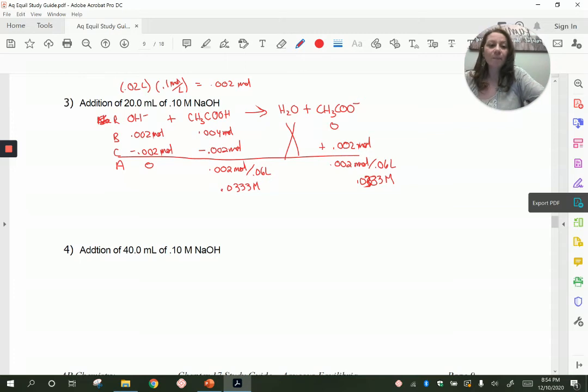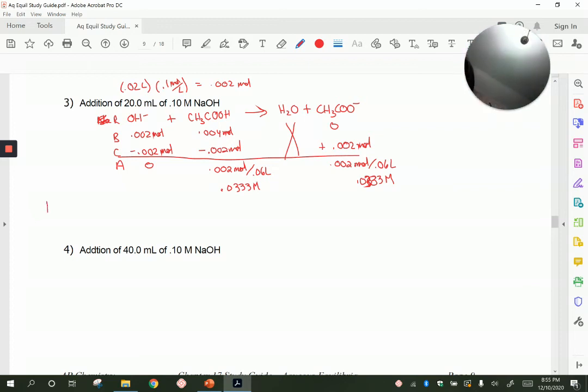Okay, so what I'm left with is, again, a buffer, right? I don't have any more of my base, but I do have a weak acid and its conjugate. So that's a buffer again. So to find the pH, you could do the Henderson-Hasselbalch or the dissociation equation of your weak acid and do an ICE chart. But this is special because you notice that the molarity of the acid is the same as the molarity of the conjugate base, right? And so what does that mean? Do you remember? This means you're at half neutralization point.